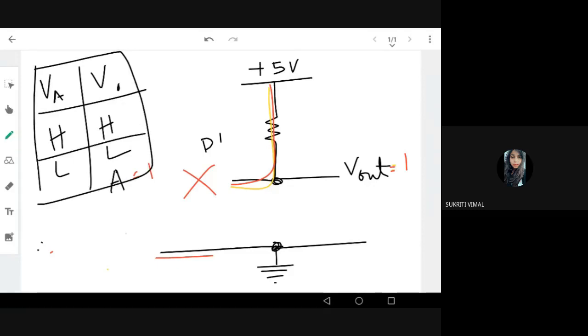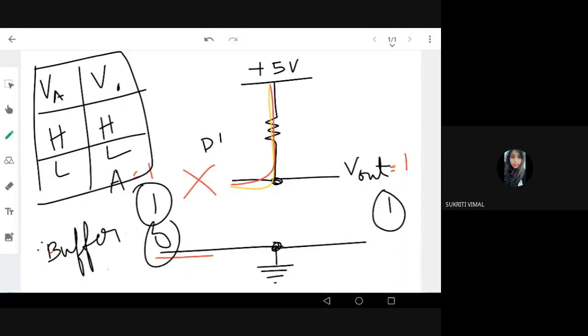Whatever my input is, that is my output. There is no change of logic state here. We can call this a buffer, because whatever input I give, I get in the output. If the input is high, the output is high. When it is low, the output is low. Is it okay, or are there some doubts here?